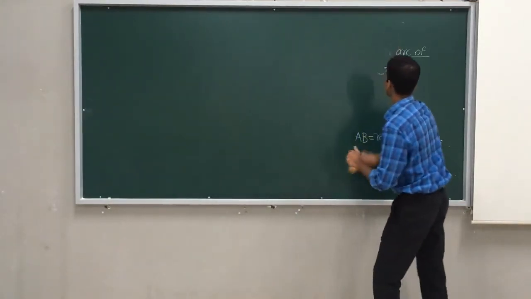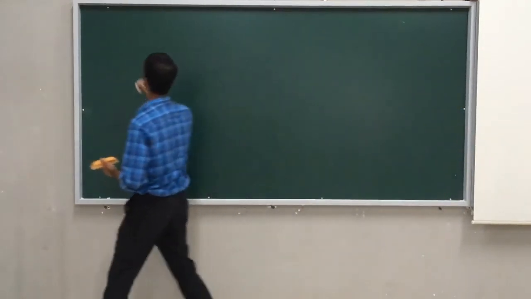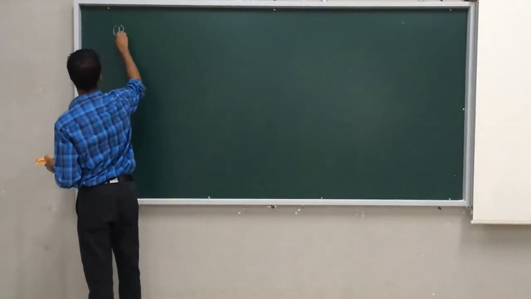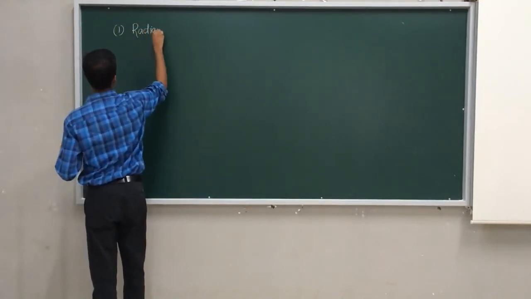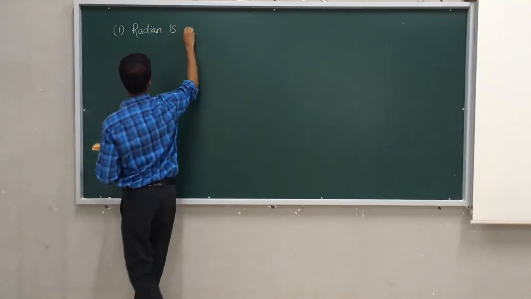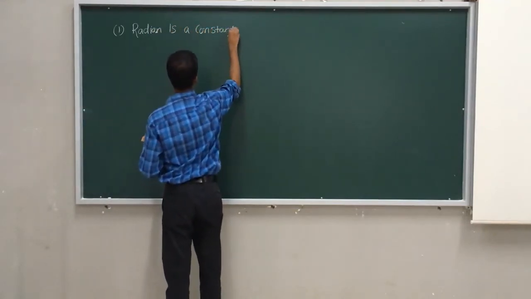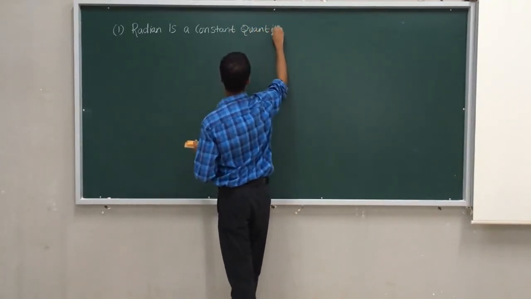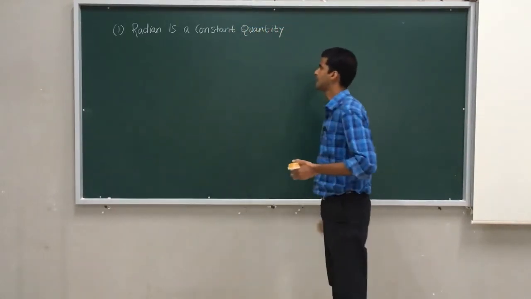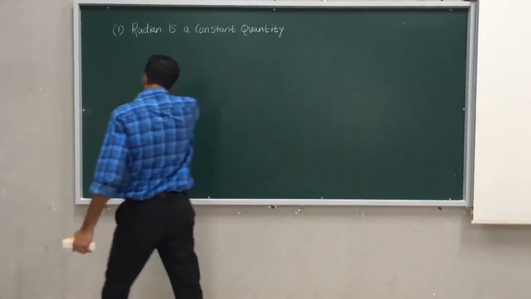So let me start with the first theorem. It is based on radian measure. Radian is a constant quantity. We all know, but we need to prove it. Radian is a constant quantity. How to prove? For proving this, what will I do?